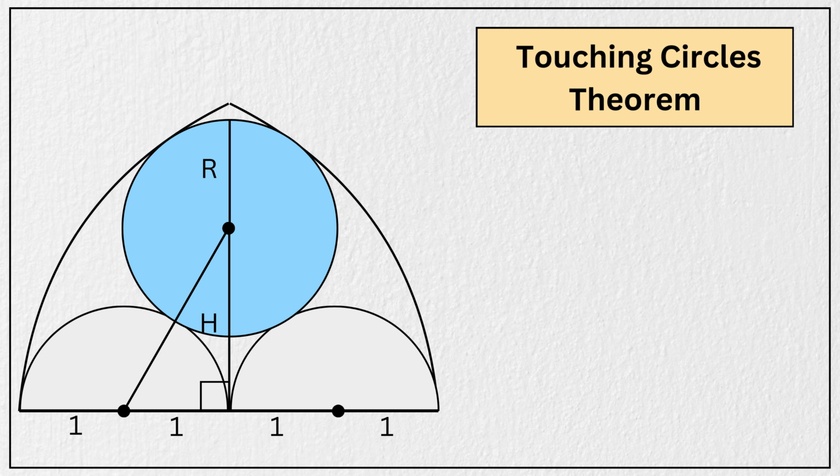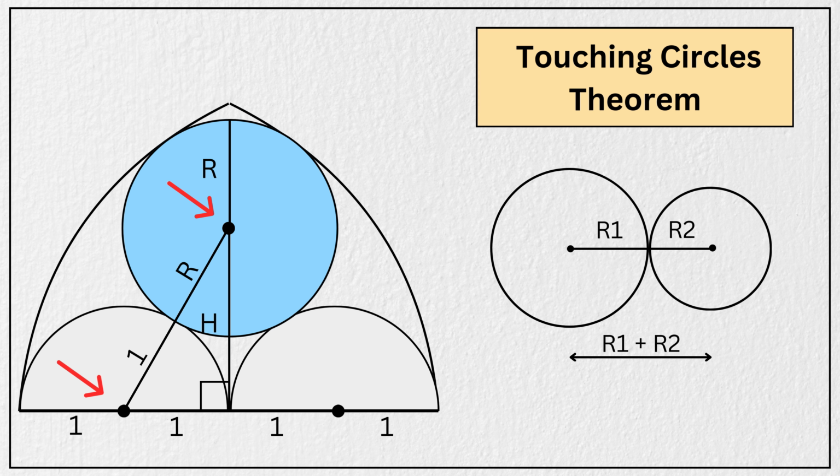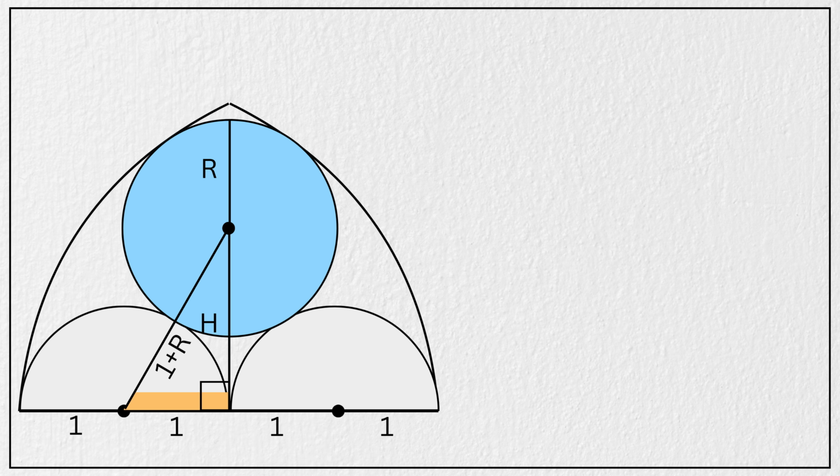According to the touching circles theorem, that is, when two circles touch each other externally, the distance between their centers is equal to the sum of their radii. And since the radius of this semicircle is 1 unit and the radius of this blue circle is r units, that means the distance between the center of the semicircle and the center of the blue circle will be equal to 1 plus r units, right?